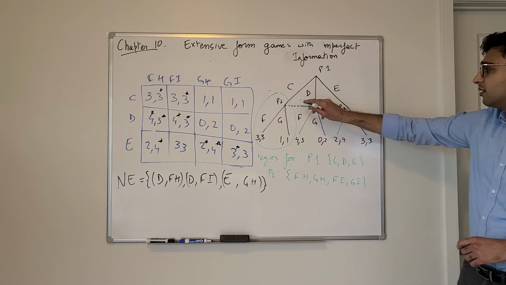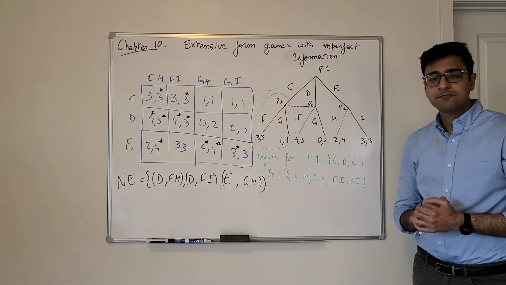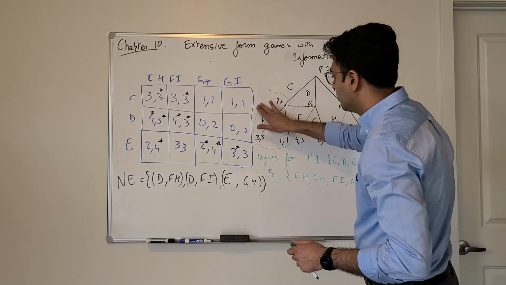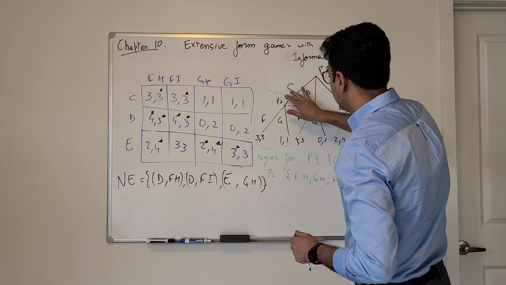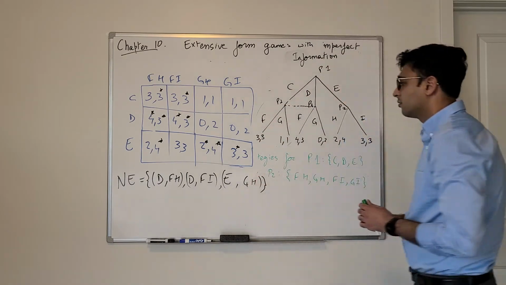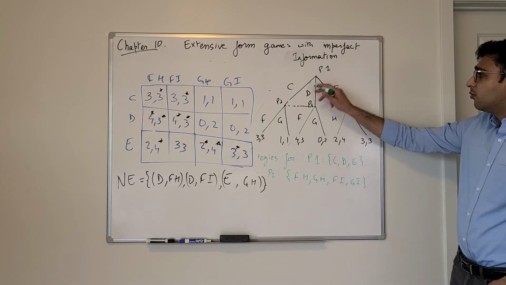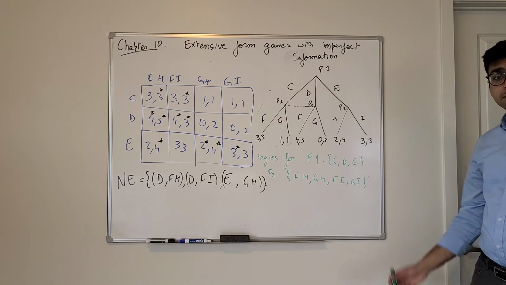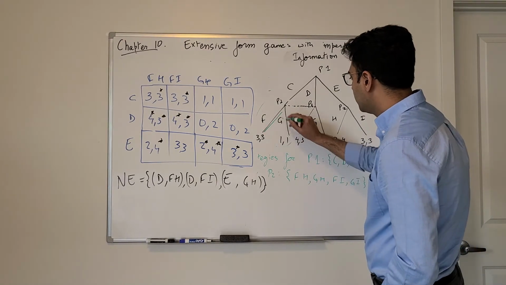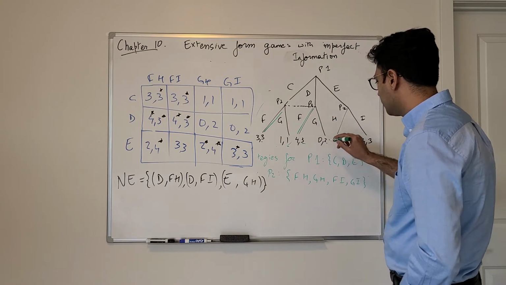Anytime you intersect an information set, that's not a subgame. Right? But we do run into a problem in this game. The problem is equilibria like EGH make no sense. If player 1 chooses either C or D, irrespective, player 2 is better off playing F, right? Because 3 is greater than 1 and 3 is greater than 2.